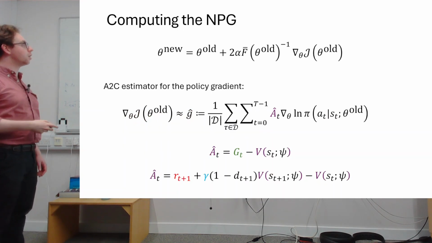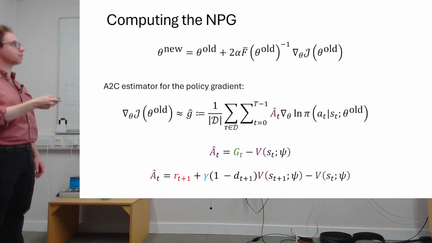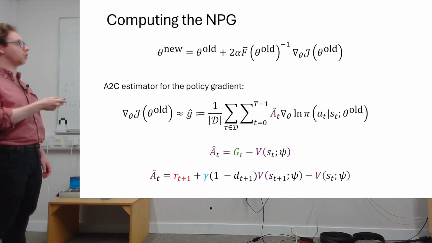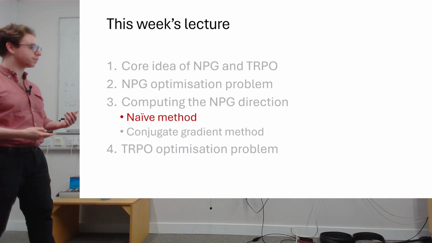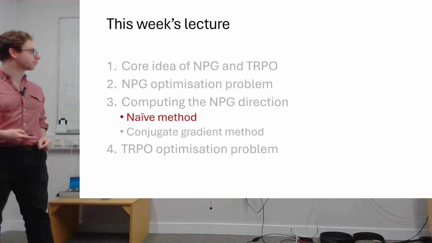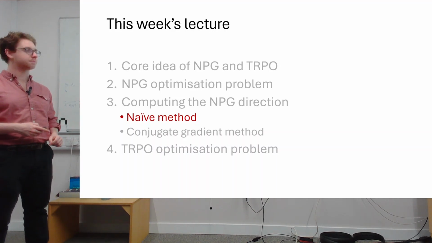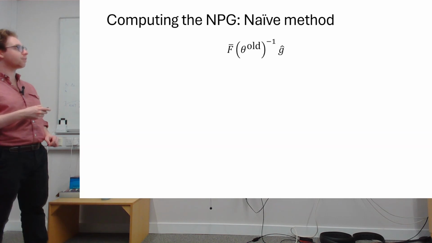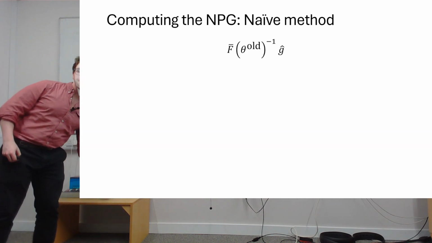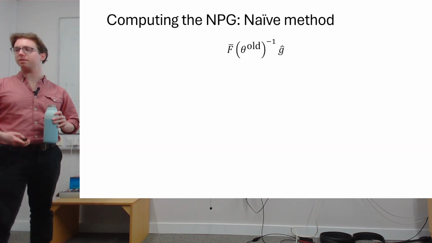All right, so I've got this part of it, grad theta J theta old. Now I need this part of it. First of all, let's cover the naive method of computing the natural policy gradient direction. What I want is to compute this thing here: F bar theta old inverse times g hat. So what's the most obvious way to go about doing this? Any suggestions?